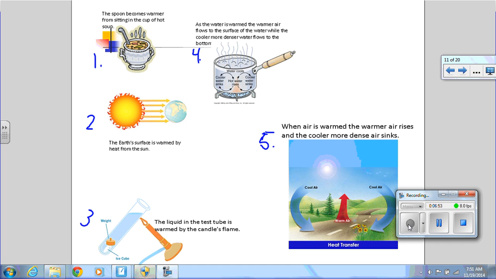Please make sure that you have added some pictures to your foldable and your notes, and that concludes our lesson on heat transfer.